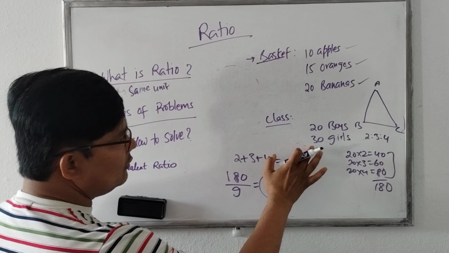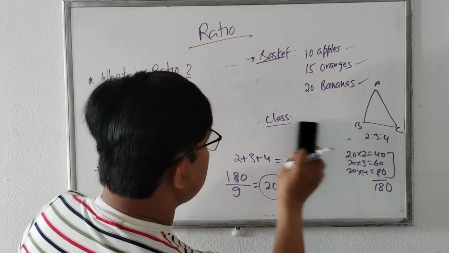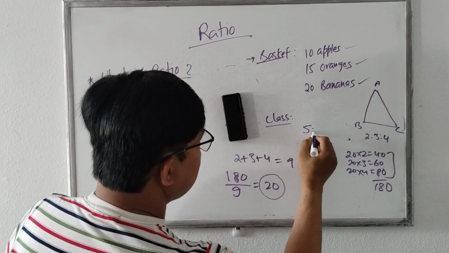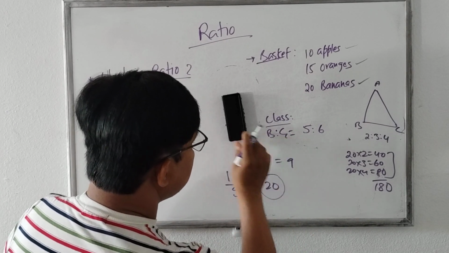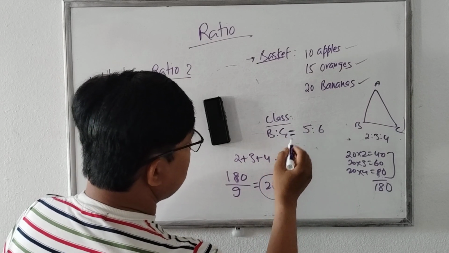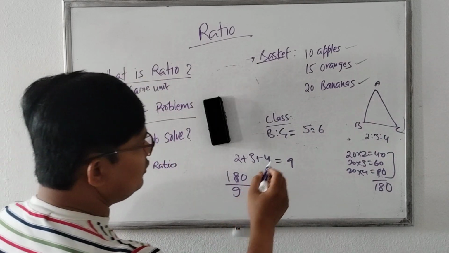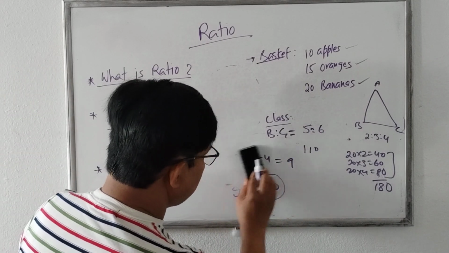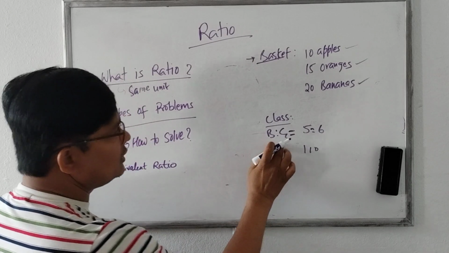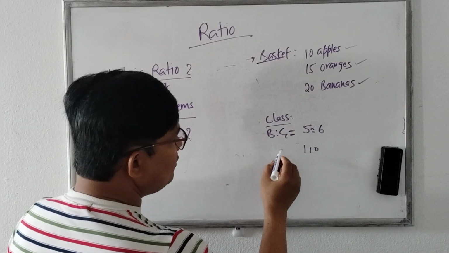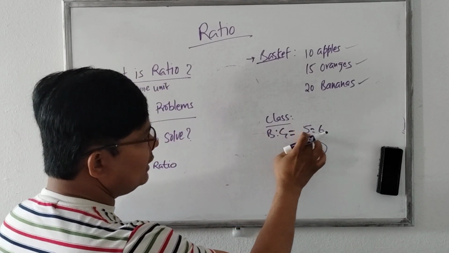In a class, the ratio of boys to girls is 5 to 6, and the total number of students in that class is 110. You have to find how many boys are there and how many girls are there.